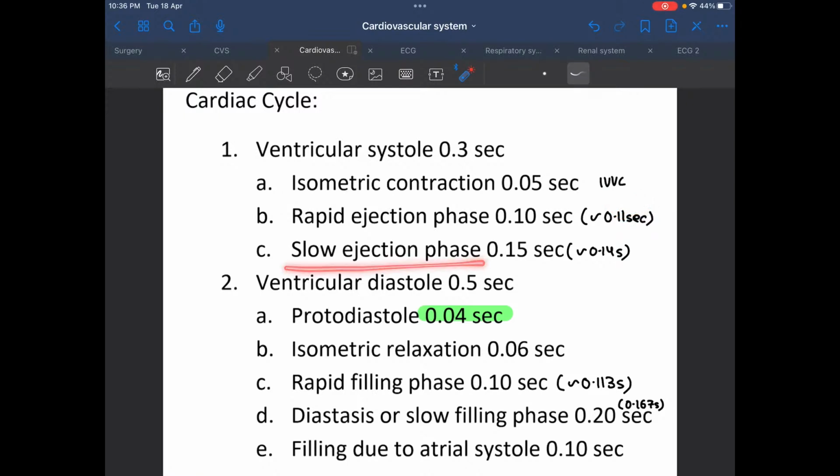And what about your slow ejection phase? That's going to be another 0.15 seconds. So we add it all up, it's going to make about 0.3 seconds. So isovolumetric ventricular contraction followed by a rapid ejection phase of 0.1 seconds and a slow ejection phase of 0.15 seconds. Okay? What about the diastole?